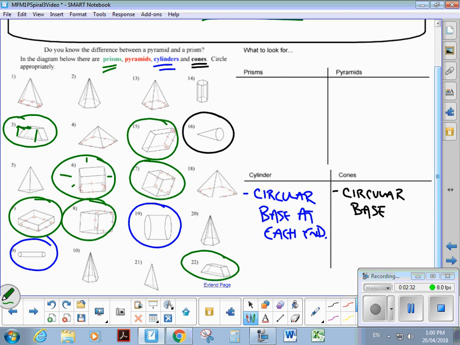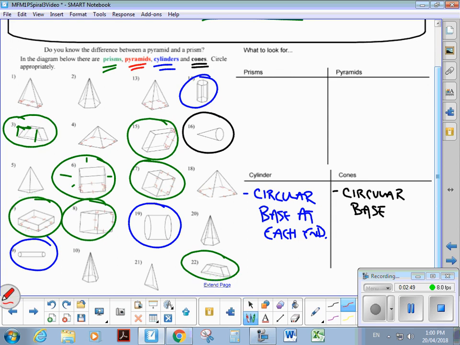Now, if we're to match up whatever's left, oh, actually, I apologize. I've missed a cylinder. This guy's a cylinder as well. Kind of a funny cylinder, and one we're not going to have to worry about in the grade 9 course. Let's look at the red for a second then.